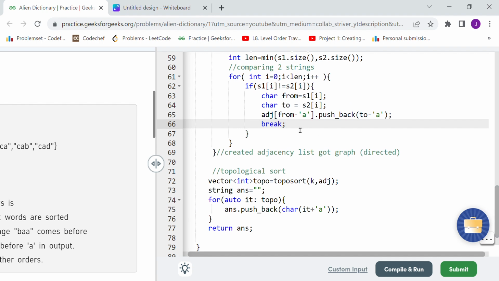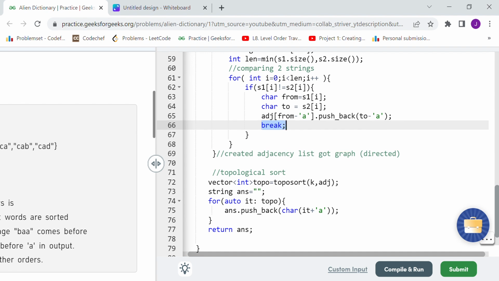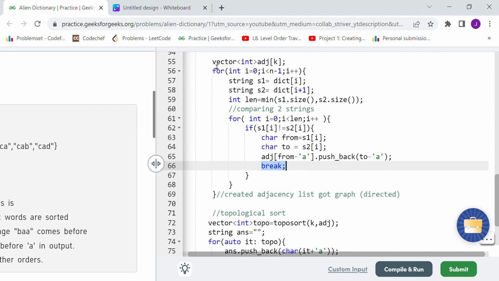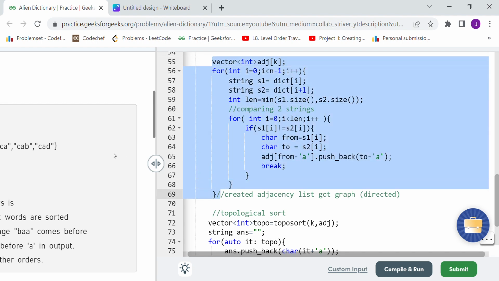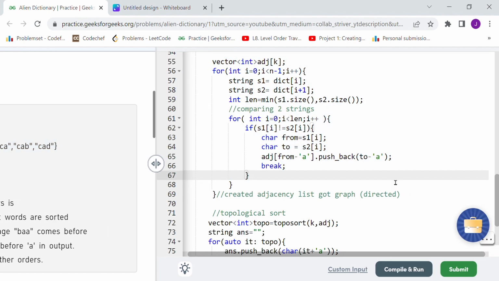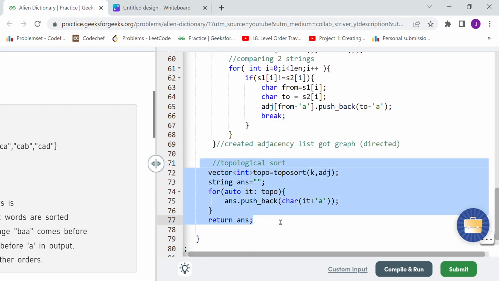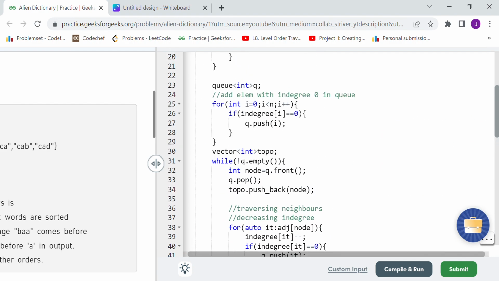And whenever I find the first distinct elements in the two strings, I have to simply break. This way I have created my complete adjacency list. That means till now I have converted these strings to my directed graph, and if I know topological sort, now I have to simply apply topological sort. Now let's look at the code of topological sort as well.